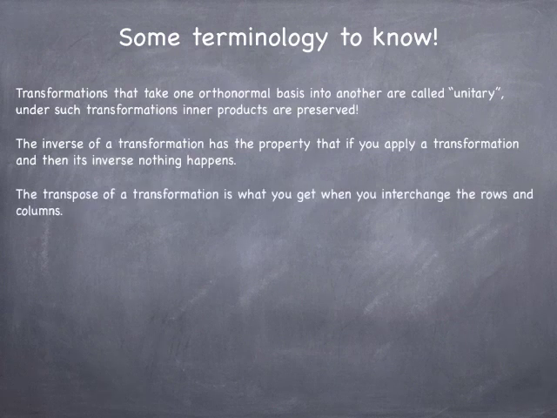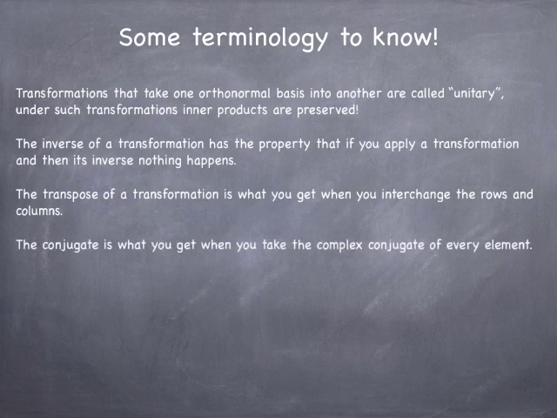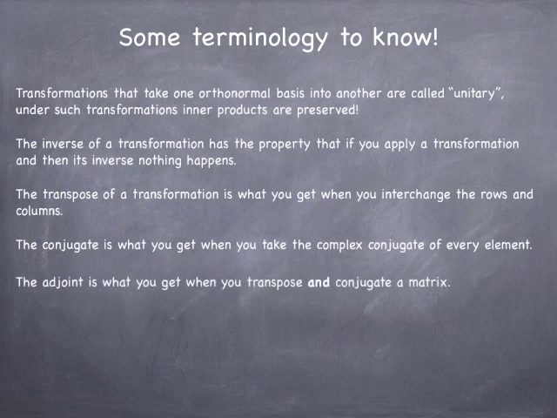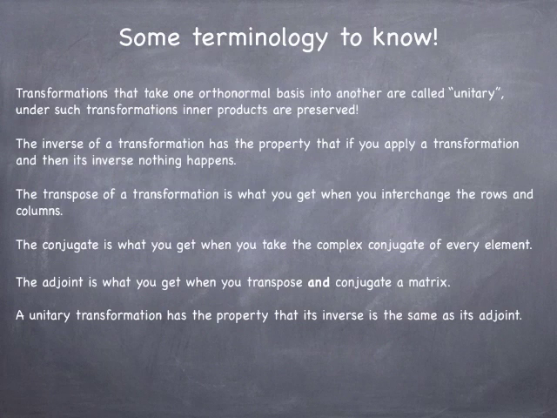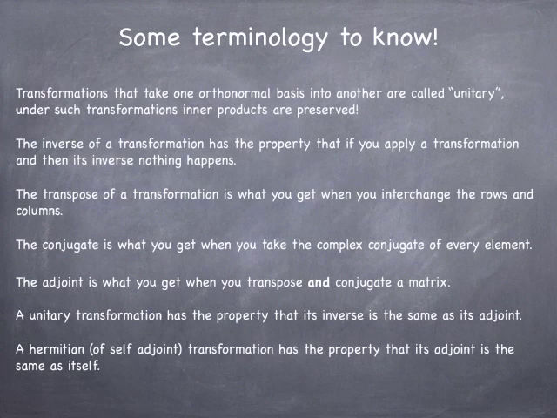The transpose of a transformation is what you get when you interchange the rows and columns of the matrix. The conjugate is what you get when you take the complex conjugate of every element of a matrix. And the adjoint is what you get when you take the transpose and the conjugate. We're going to find out later there's a different definition of adjoint, which is equivalent when talking about matrices, but it's a little more general because it applies to all linear transformations, whether you represent them as a matrix or not. Okay, a unitary transformation has the property that its inverse is the same as its adjoint. So in a unitary transformation, taking the adjoint and taking the inverse produces the same result. And finally, a Hermitian transformation, or sometimes it's called a self-adjoint transformation, has the property that its adjoint is the same as itself.